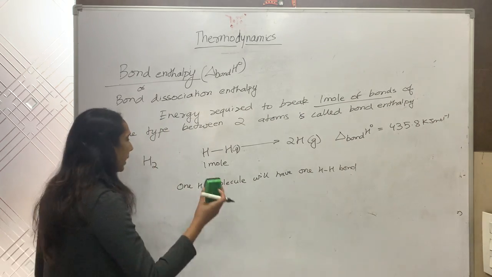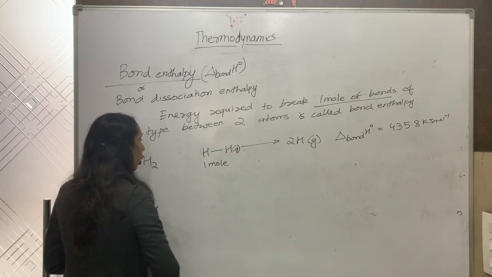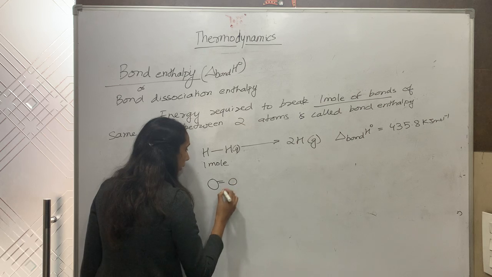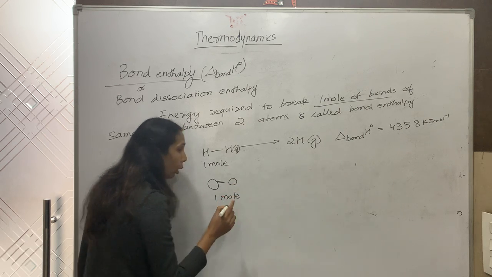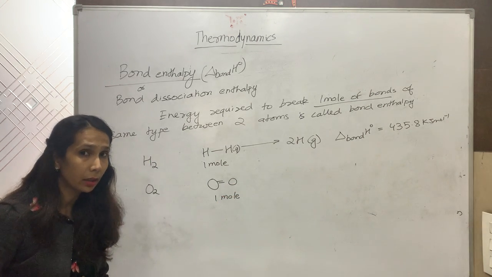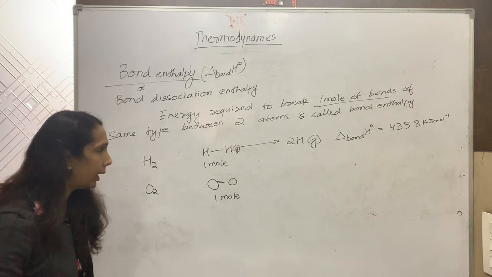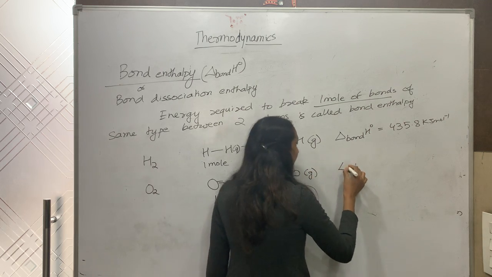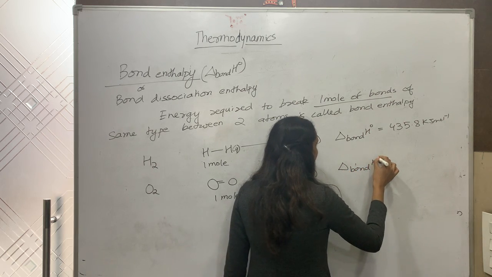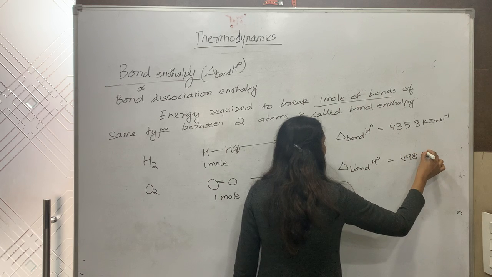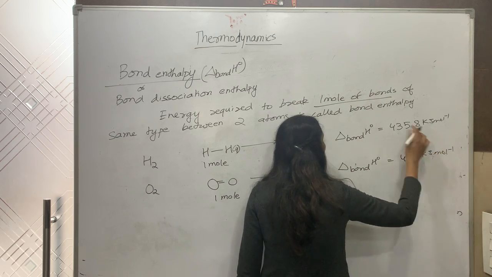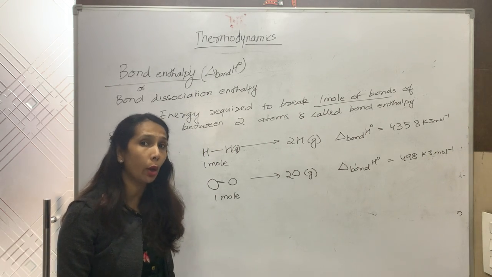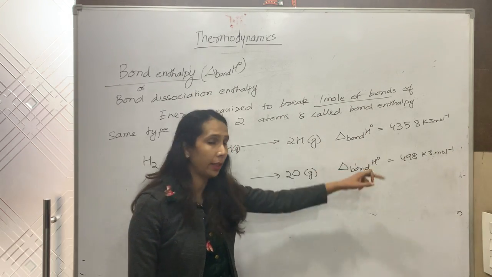Let us take one more example. Oxygen, O2, has a double bond. So I have to break 1 mole of double bonds, and it breaks into oxygen atoms. The energy required for it is 498 kilojoules per mole. Can you see it is more than this? Because you are breaking a double bond. A double bond is stronger than a single bond and you require more energy.